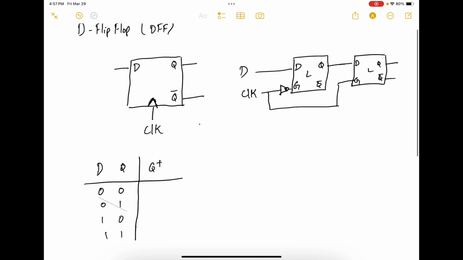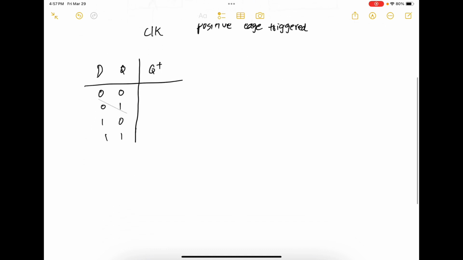Now remember, this is a positive edge triggered flip-flop. This information will be given to you, which means that at the rising edge of the clock, whatever value is here is going to show up here. So assuming you have a positive edge of the clock, if D is 0 and Q is 0, then the output is 0. If D is 0 and Q is 1, output is 0. If D is 1 and Q is 0, output is 1. And if D is 1 and Q is 1, output is 1 again.